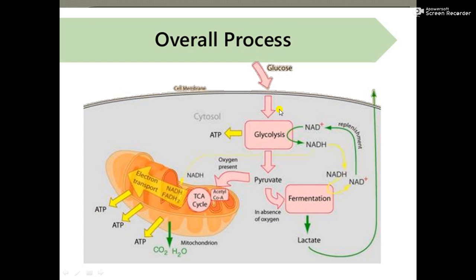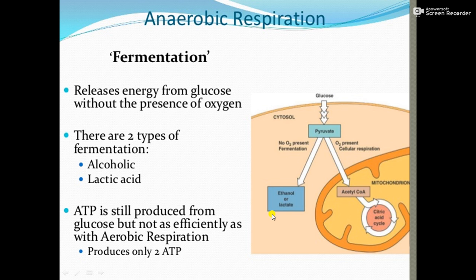So, this is the overall process. Glucose, glycolysis. This step is the same as in aerobic respiration. After that, when pyruvate has to be oxidized and there is no oxygen, it starts fermentation. In the absence of oxygen it makes lactate. Now we will know details about the fermentation.